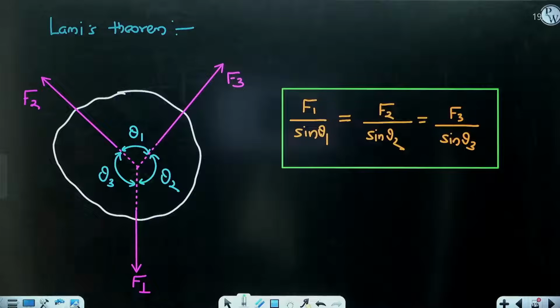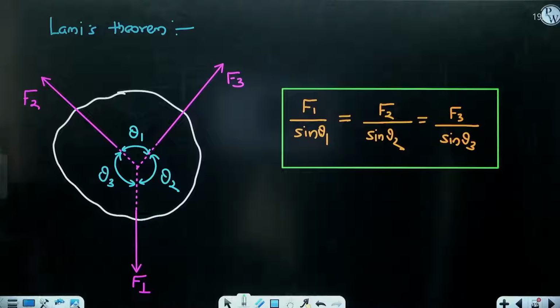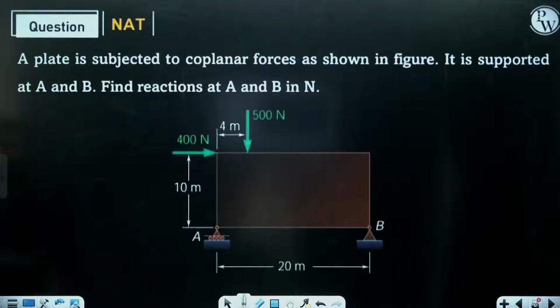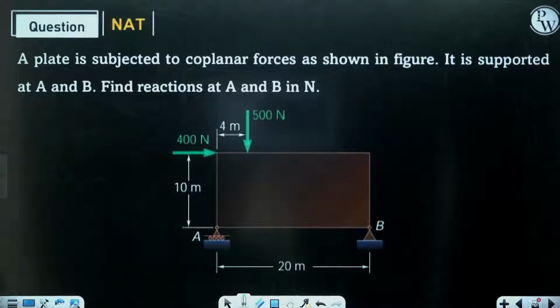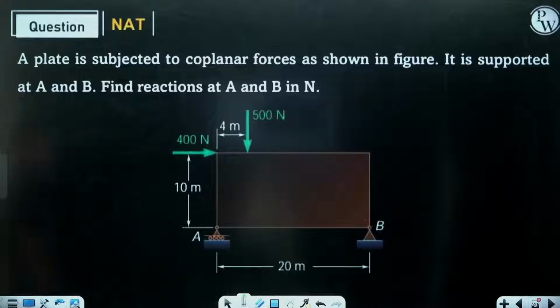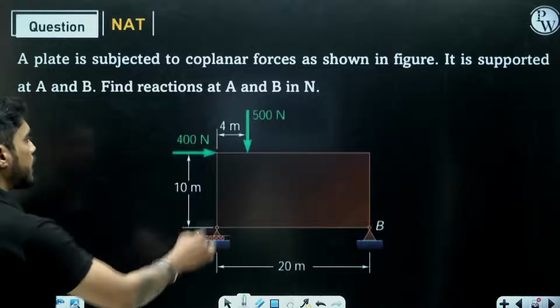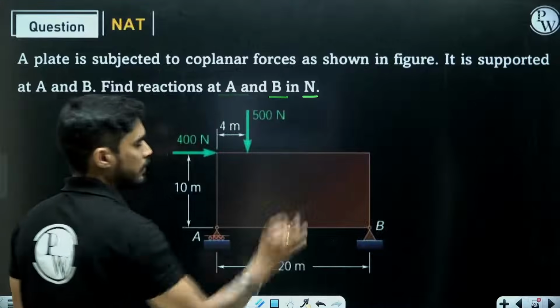Okay. So let's solve some problems, and this is our first problem. A plate is subjected to coplanar forces as shown in the figure. It is supported at A and B. Find reactions at A and B in Newton.